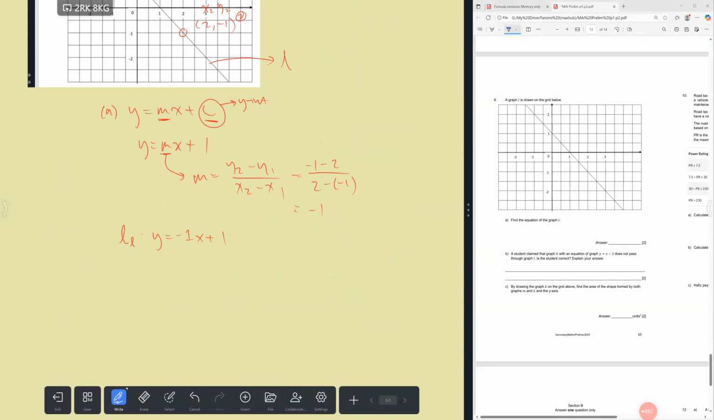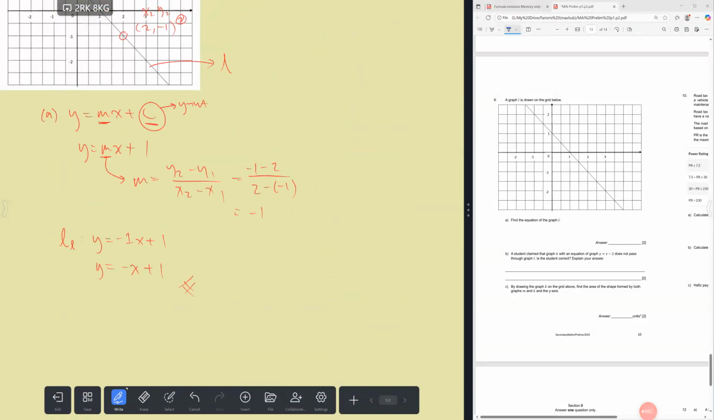So this is what a lot of you wrote, -1x plus 1 or something to that effect, but most of you got it wrong because of the y-intercept, or rather, it's actually just -x plus 1. Right? So don't write the extra one, the redundant one over there. So that's for question A.